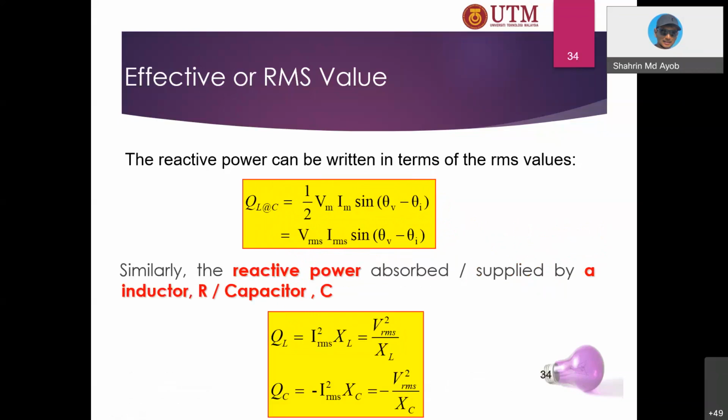It is the same with the reactive power. If your voltage and current are in maximum values, use this first equation. If they are in RMS values, use this second equation. This is for Q for the inductive load, a positive Q: I squared X L, or V squared over X L. And for Q C, it is negative: negative I squared RMS X C, or negative V squared RMS over X C.